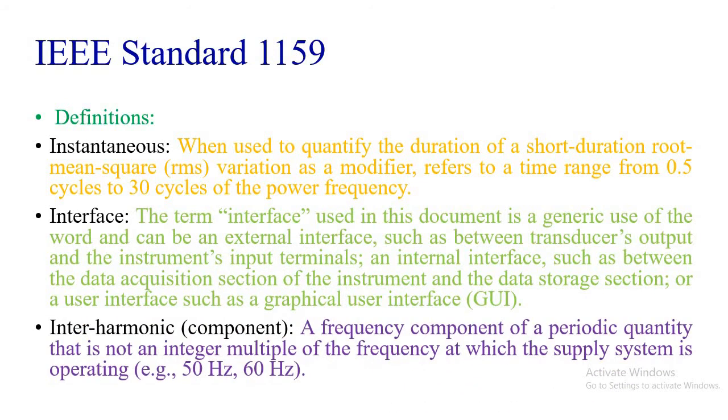Next comes the interharmonic. Interharmonic component is the frequency component of a periodic quantity that is not an integer multiple of the frequency at which the supply system is operating. That is, here the 60 Hz. So, harmonics are the integer multiples. If the frequency component is not an integer multiple, that is, having a value between these integer values, that is called an interharmonic.